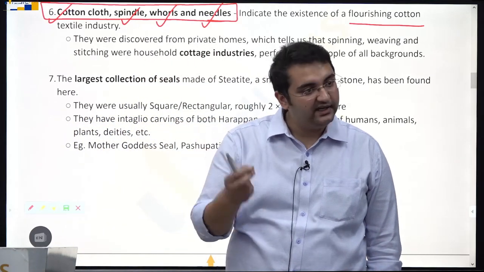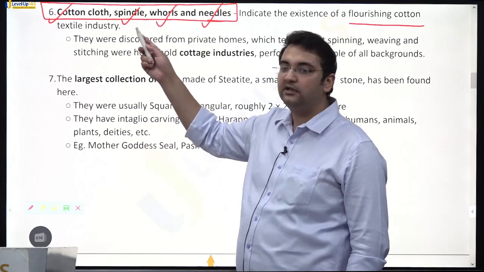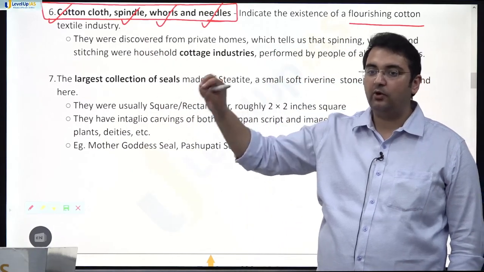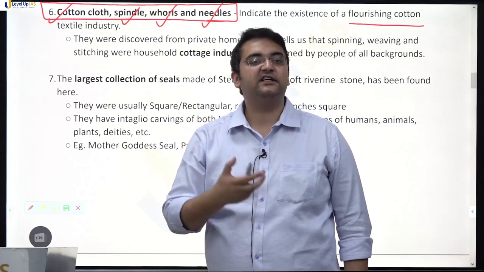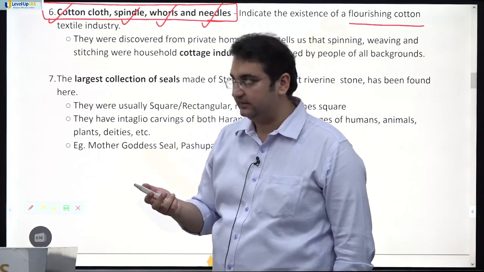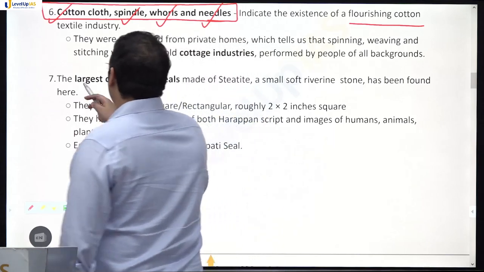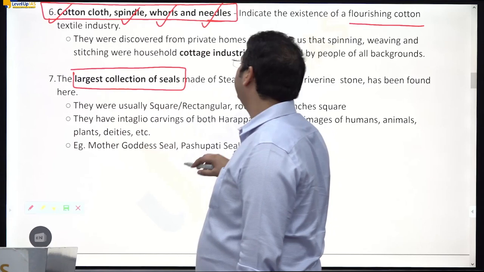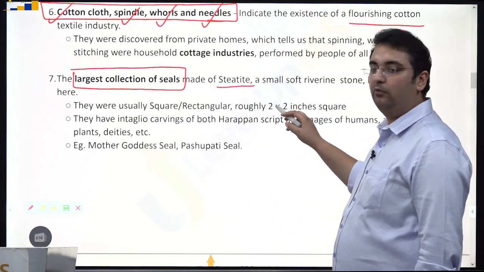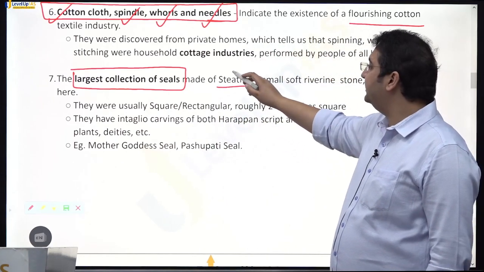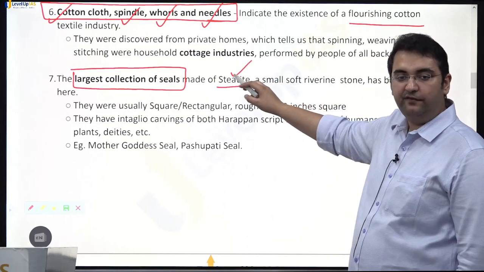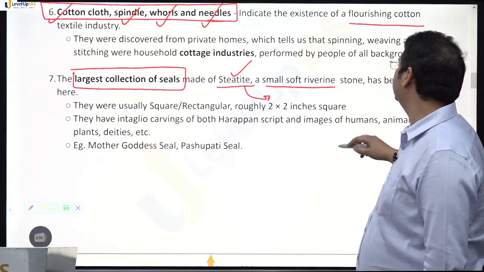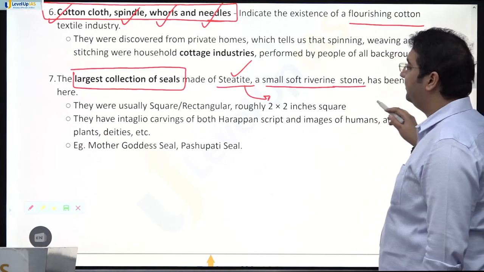The kinds of materials that were used to make these implements is also going to vary greatly, from wood to terracotta to precious materials such as faience, shells and corals, etc. Okay? Further, we have also discovered the largest collection of seals from Mohenjo-daro. What were the seals? They were made out of steatite. Steatite was a soft river stone and has been found over here.